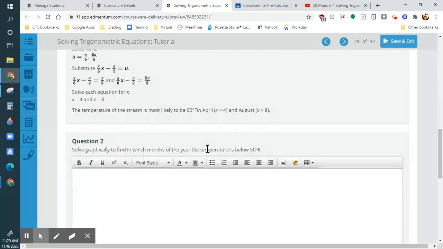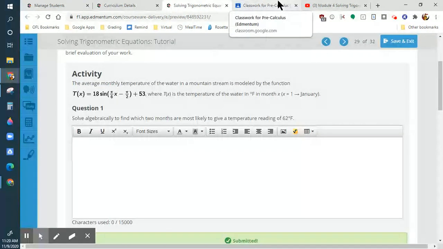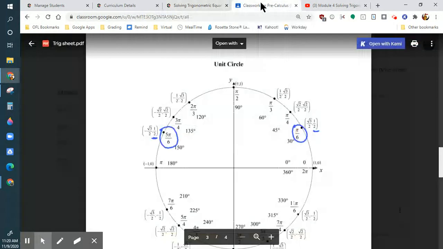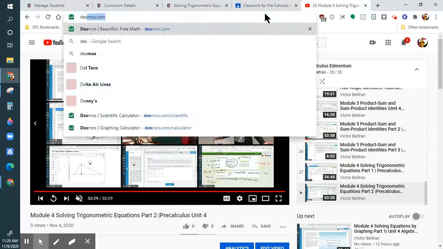All right. So now we're going to solve this graphically. So we are going to plug in. Let me open up Desmos.